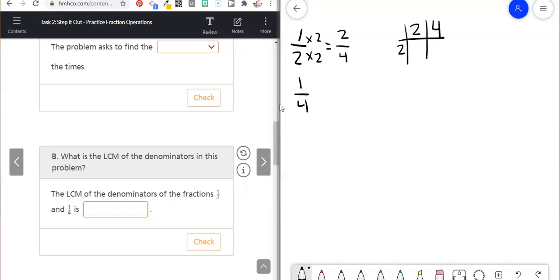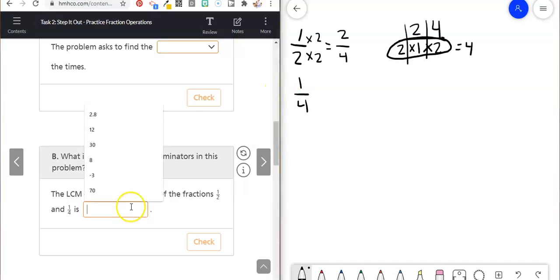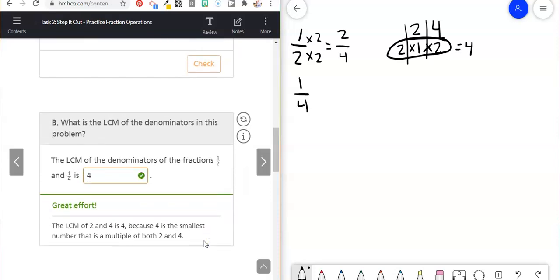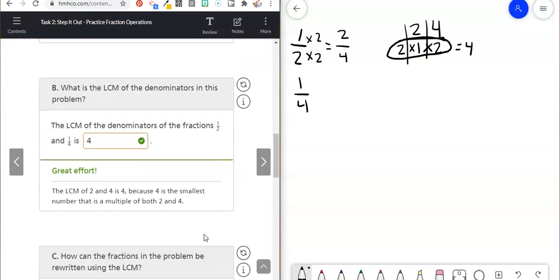2 goes into 2 once. 2 goes into 4 twice. We're going to multiply these together. 2 times 1 is 2, and 2 times 2 equals 4. So the LCM is 4. And it says the LCM of 2 and 4 is 4 because 4 is the smallest number that is a multiple of both 2 and 4.